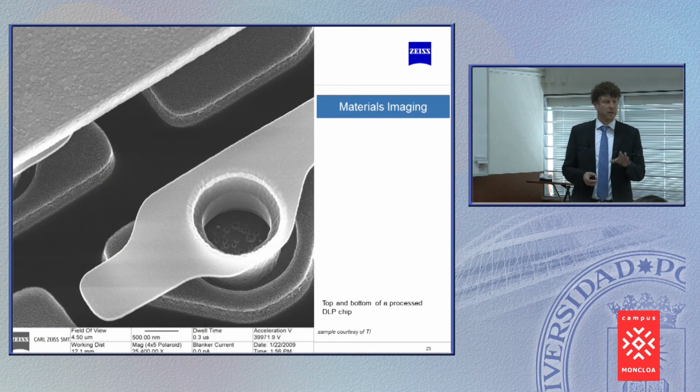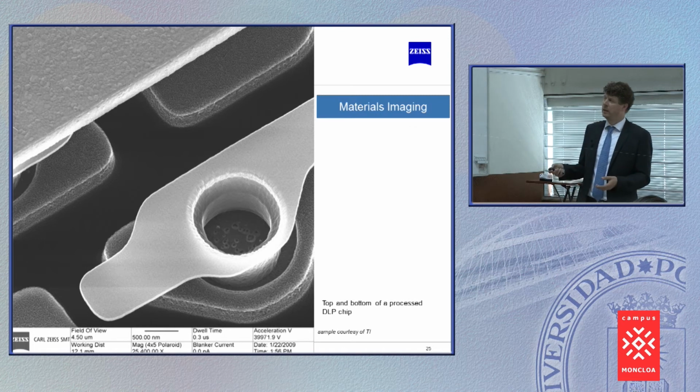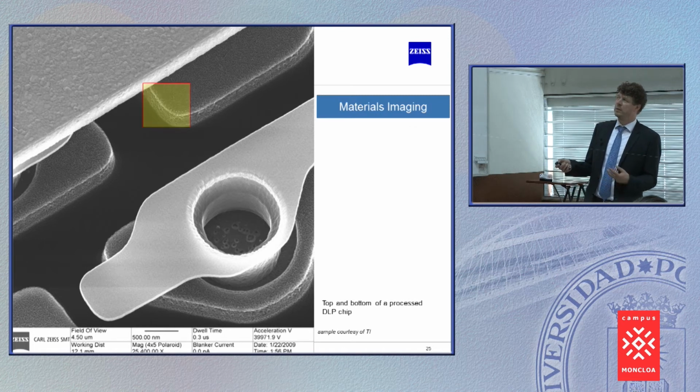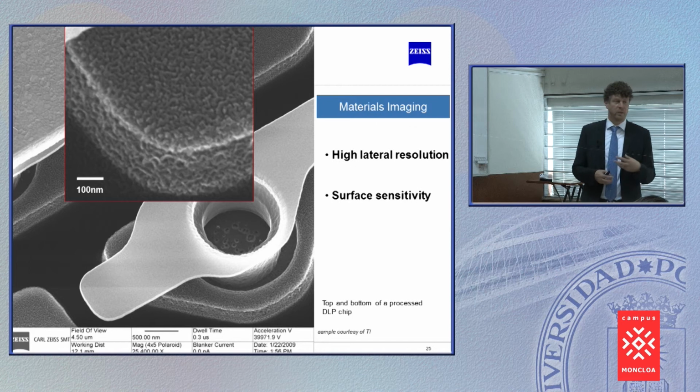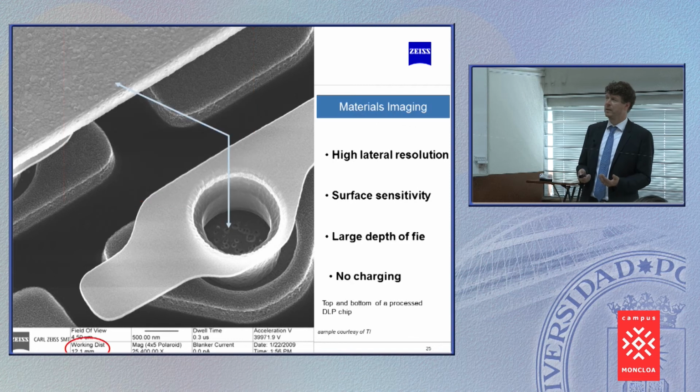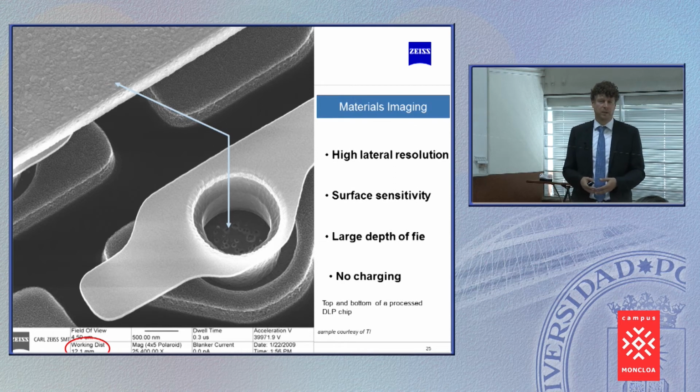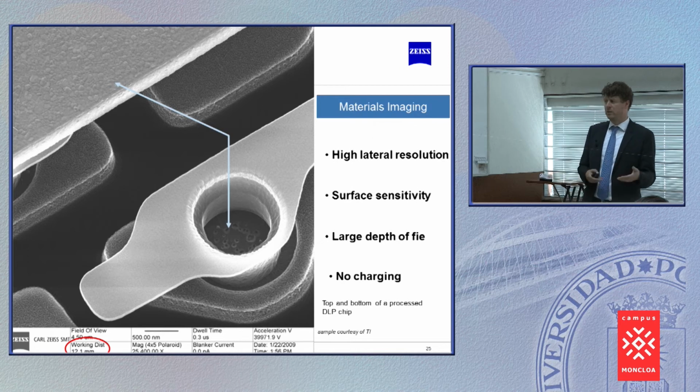So again, this is an image of an electronic device, and I will now show you what's behind the technique to obtain these high lateral resolution images with a very high surface sensitivity, large depth of focus again, and again there's no charging. So you see the bright parts here, they are conductive, and the dark ones are non-conductive, but you don't have to coat your sample. And by the way, the working distance is just around 10 millimeters. So it's a very big working distance in comparison with the SEM.